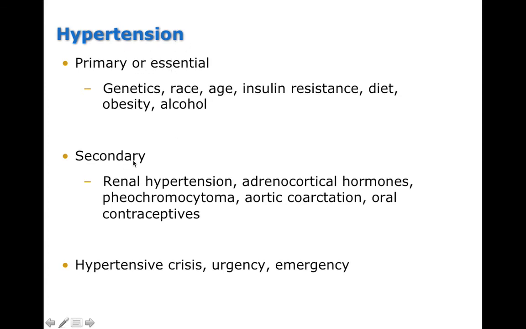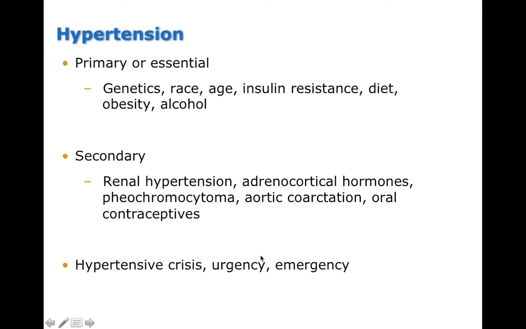Now, secondary hypertension comes from organ failure that in itself leads to hypertension as a result. So an example of secondary hypertension could be kidney failure, where you retain so much water because your kidneys are failing that it causes you to have hypertension, or excessive release of certain hormones like adrenocortical hormones, like cortisol, or pheochromocytoma, which is a tumor of the adrenal medulla, so you can lead to the release of excessive amounts of epinephrine and norepinephrine, or structural defects like aortic coarctation, which is actually a narrowing of the aorta, can cause hypertension, or even oral contraceptives.